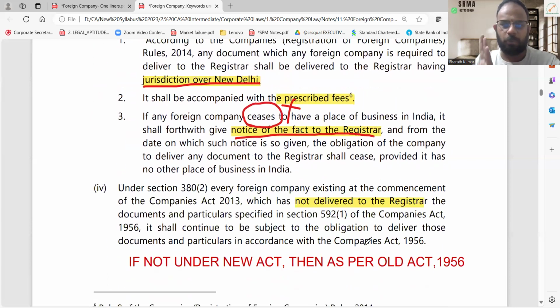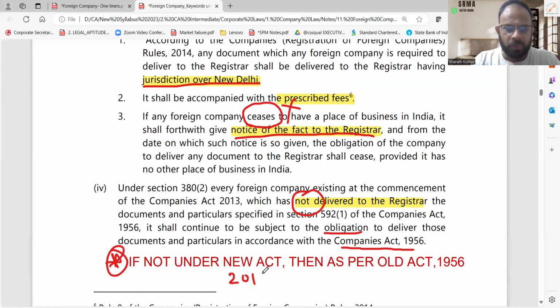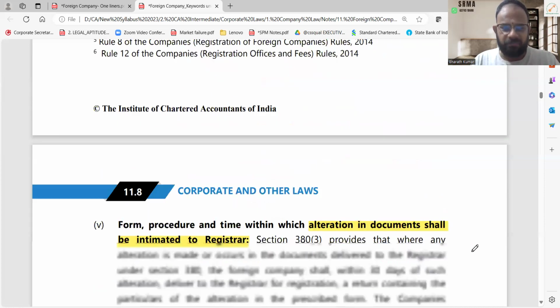And every fourth point, every foreign company existing at the commencement which has not delivered to the registrar will be obliged under the Companies Act 1956 as well, if you have not done as per 2013. See what I am telling you. If not under the new Act 2013, you will be obliged as per the old Companies Act 1956. This is point number 4. Are we clear?